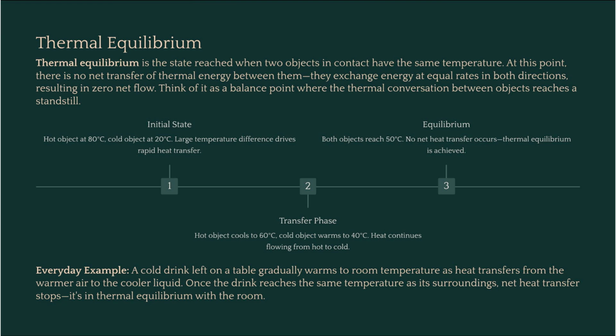This redistribution leads to thermal equilibrium. Equilibrium means balance or equality. When two objects in contact reach thermal equilibrium, it means they have achieved the same temperature, and the net flow of heat between them stops. If you leave a hot cup of tea sitting out, it will eventually cool down until it's the same temperature as the room. At that point, it's at equilibrium with its surroundings.